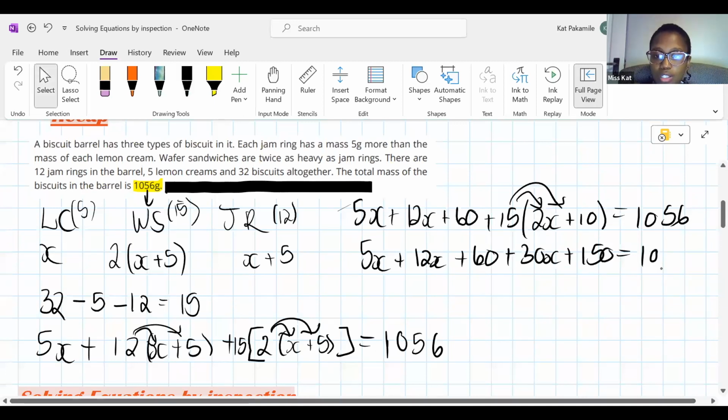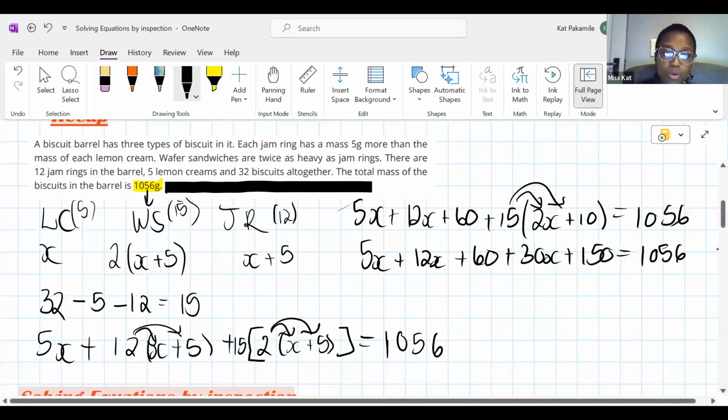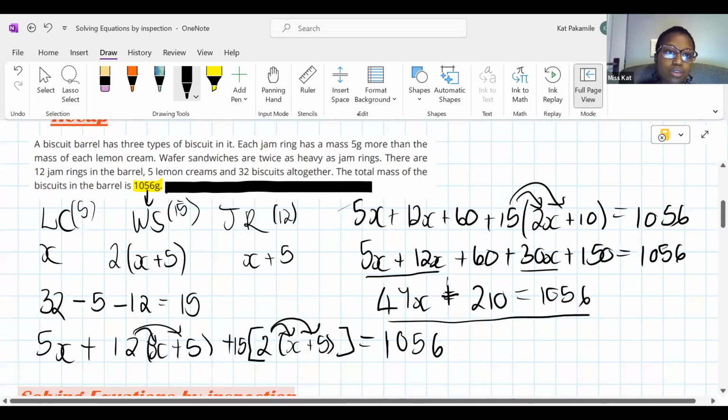1056. If you are lost, it's probably because you didn't come to Tuesday's lesson. That's okay. This is just a recap, okay? And then you add your like terms. So we have x's there and there. So it's 30 plus 5, which is 35, plus 12, which is 47x, plus 210 equals 1056. If you got this then you did the right thing.